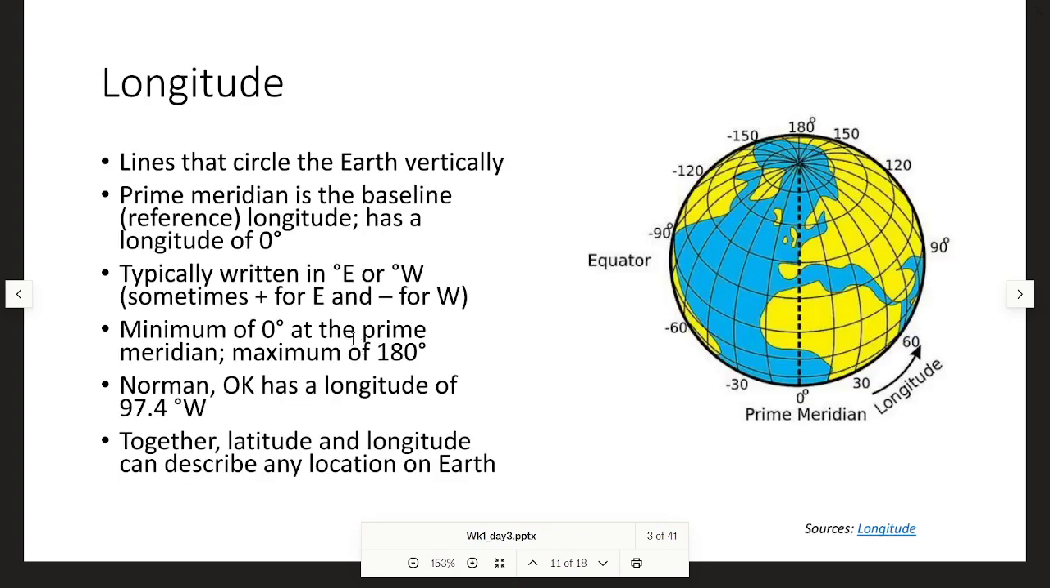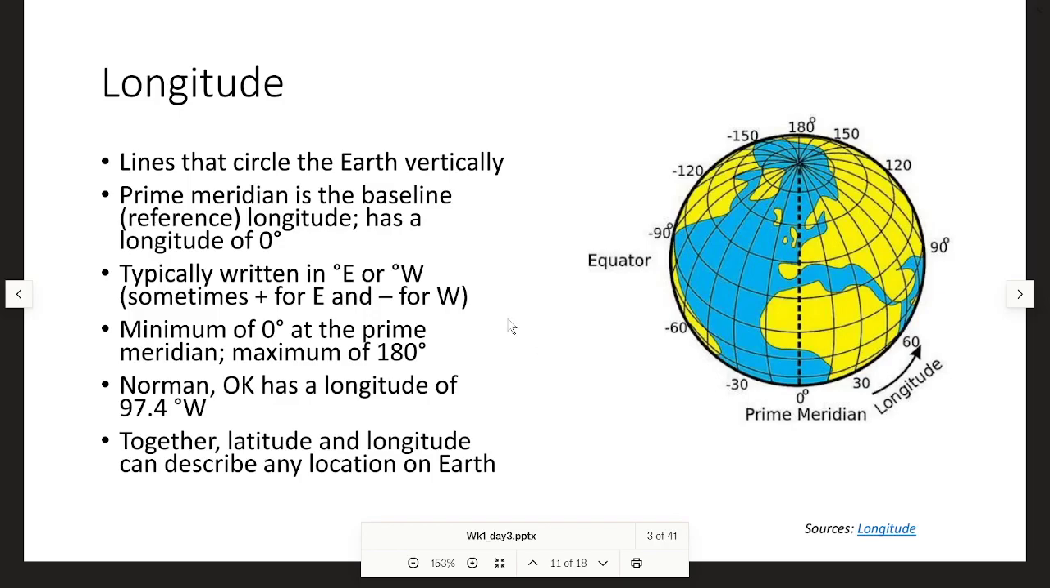Longitude. There are lines that circle the Earth vertically, and honestly, they're way less scientifically useful than latitude. I'm gonna be honest, we don't really use longitude all that much in meteorology. We mostly just use latitude.